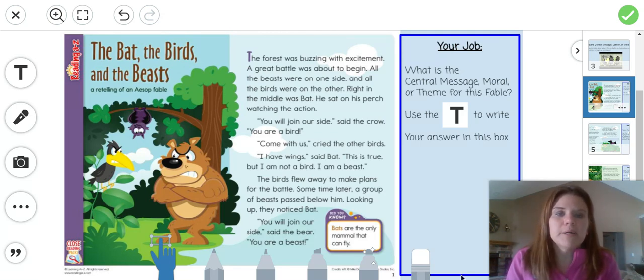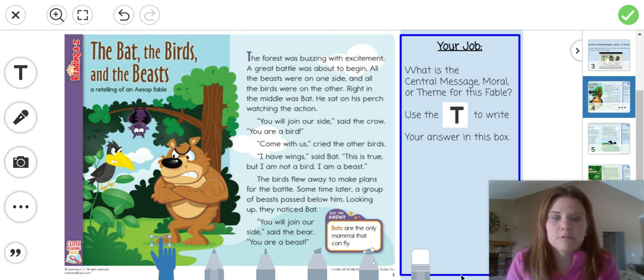The forest was buzzing with excitement. A great battle was about to begin. All the beasts were on one side and all the birds were on the other. Right in the middle was Bat. He sat on his perch, watching the action. "You will join our side," said the crow. "You are a bird. Come with us," cried the other birds. "I have wings," said Bat. "That is true, but I am not a bird. I am a beast." The birds flew away to make plans for the battle.